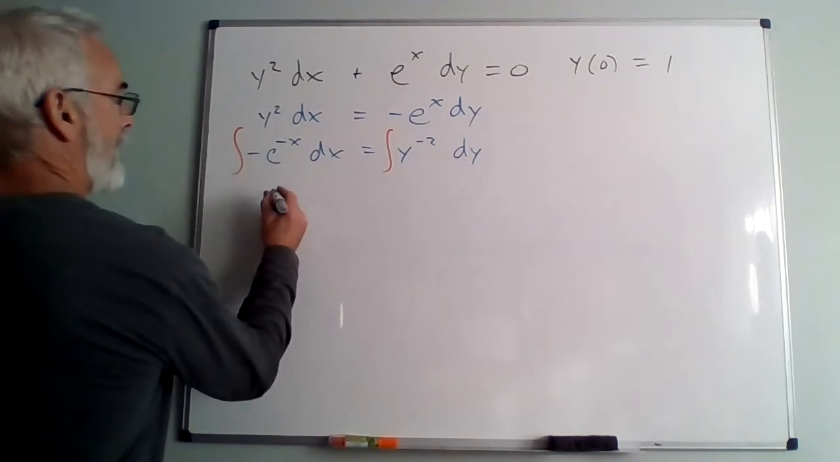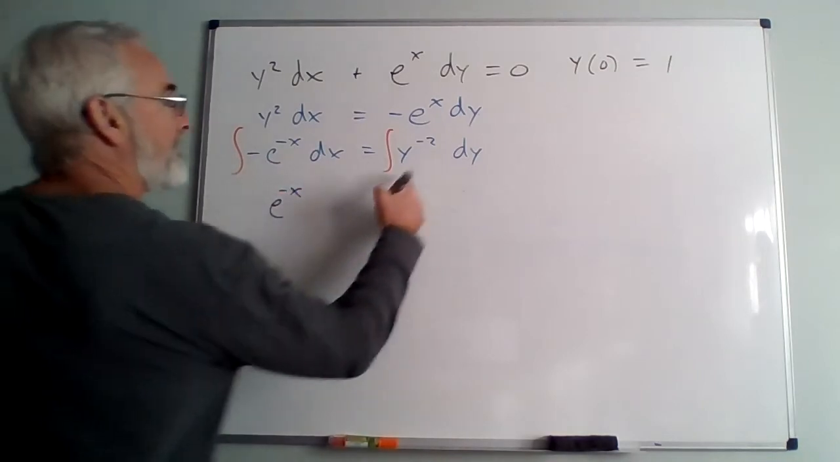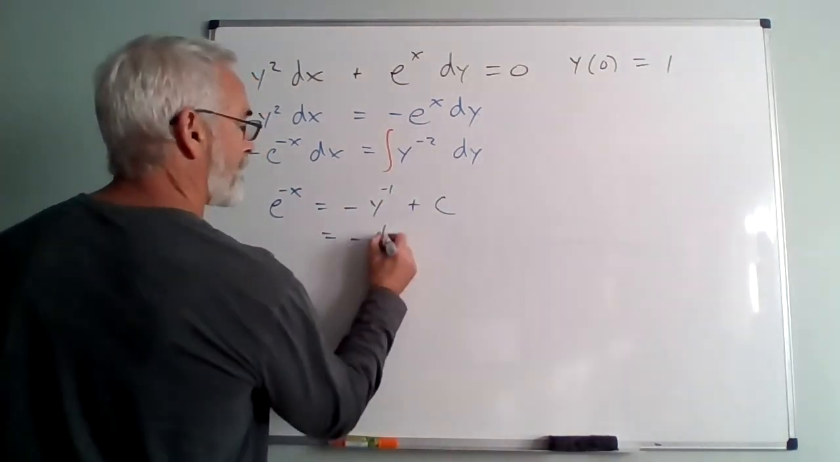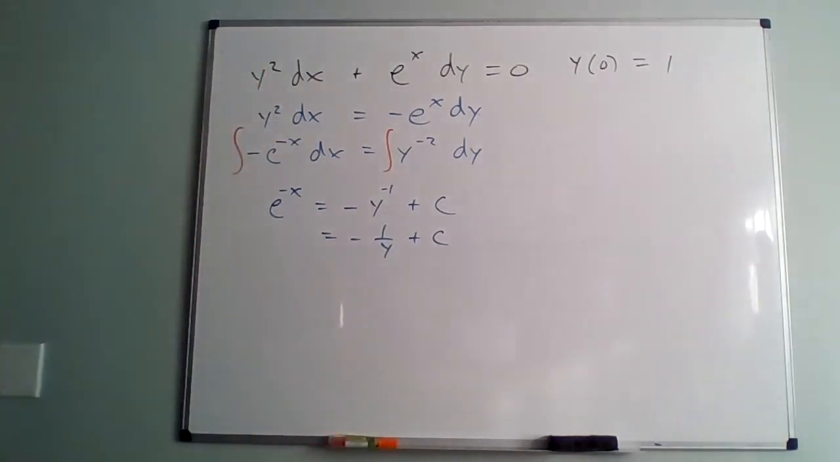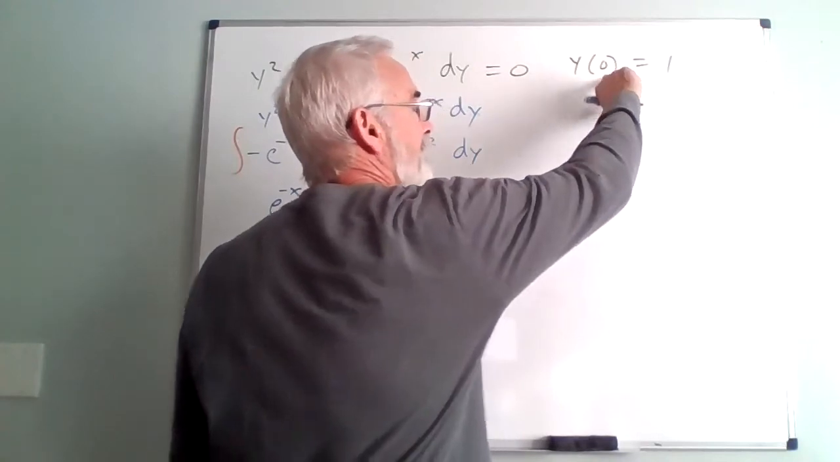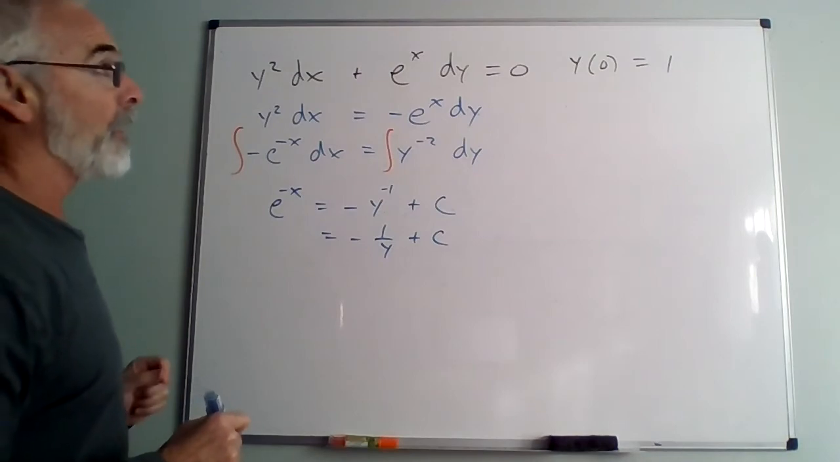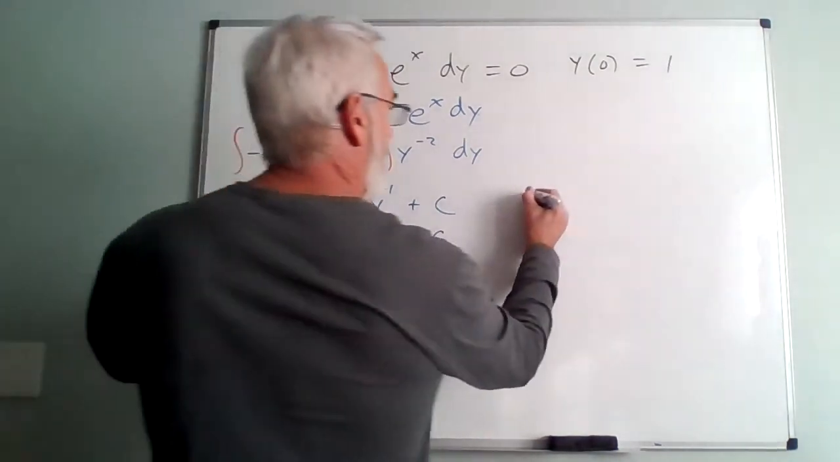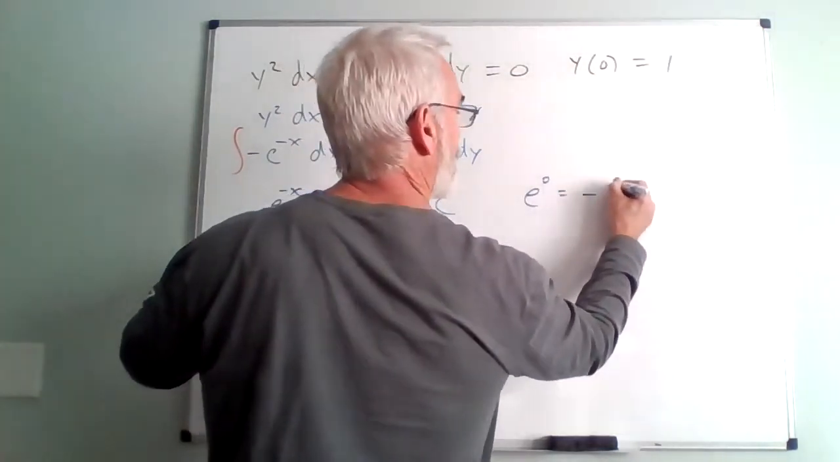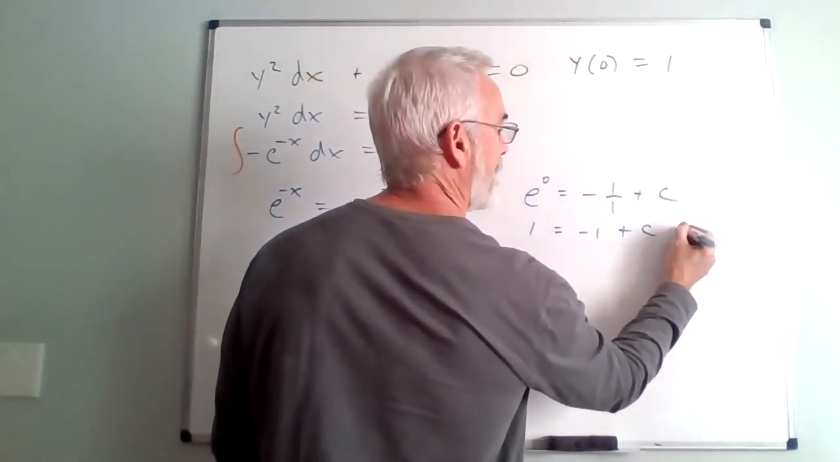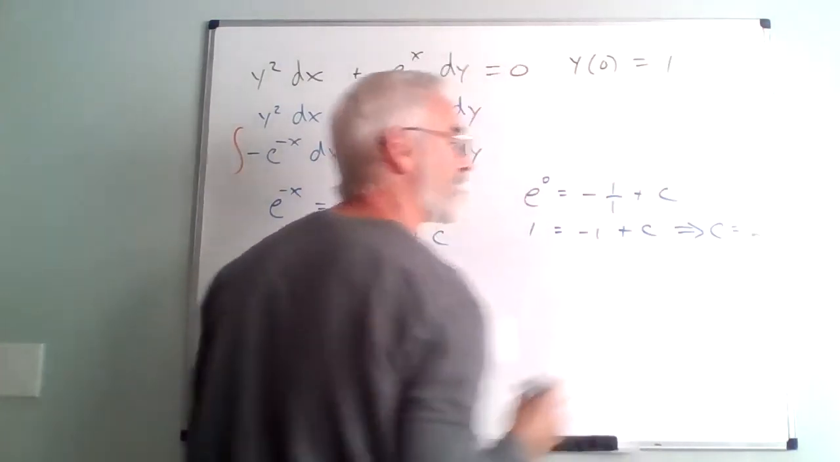Now, when I integrate this one, that's just going to be e to the negative x. When I integrate this one, that's going to be negative y to the negative first plus c, or negative 1 over y plus c. I can solve for y, I can solve for x, I can put x and y together, but it probably makes sense to find the value of c at this point because I can substitute the initial conditions in. x is 0, y is 1. So at that point, I'm going to have e to the 0 equals negative 1 over 1 plus c, or 1 equals negative 1 plus c. That gives c equals positive 2.